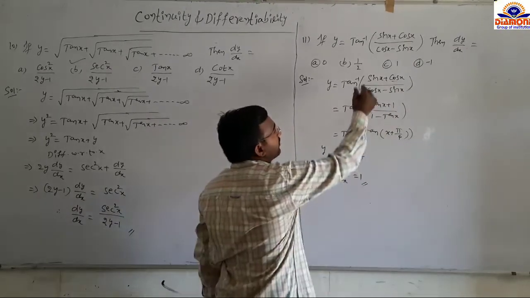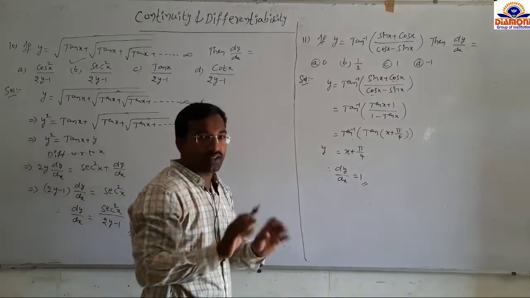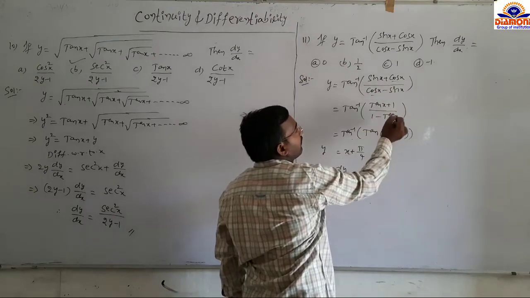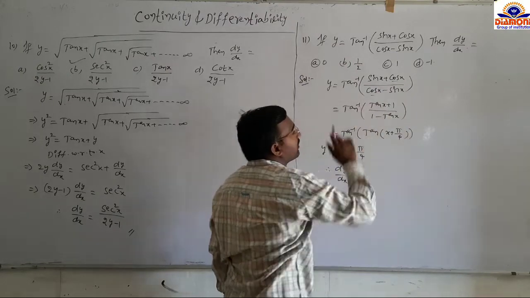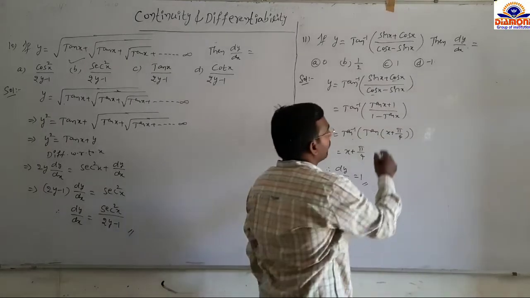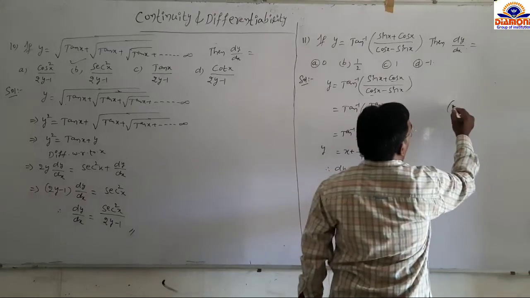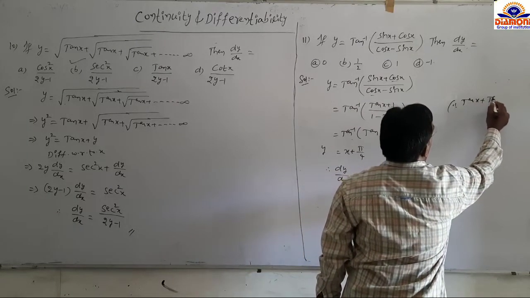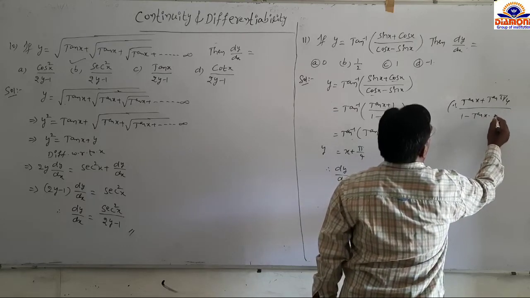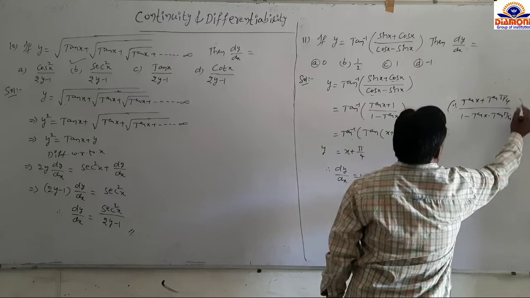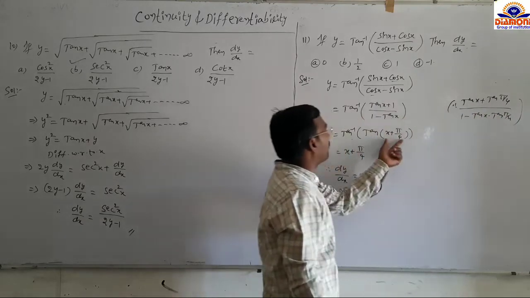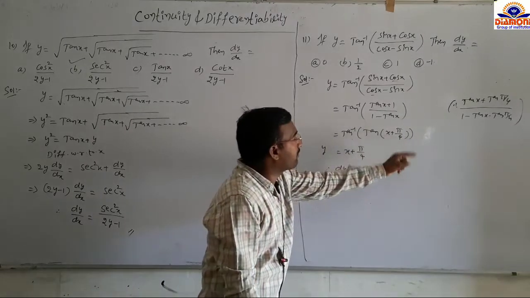What you get if you take cos x common? Numerator and denominator cos x is cancelled. The remaining is sin x by cos x, which is nothing but tan x, plus 1, by 1 minus sin x by cos x, which is nothing but tan x. This value is nothing but tan of x plus pi by 4, because tan x plus 1 can be written as tan x plus tan pi by 4 by 1 minus tan x into tan pi by 4, since 1 is nothing but tan pi by 4. Which is the form of tan a plus tan b by 1 minus tan a tan b, which is nothing but tan of a plus b. So tan of x plus pi by 4.